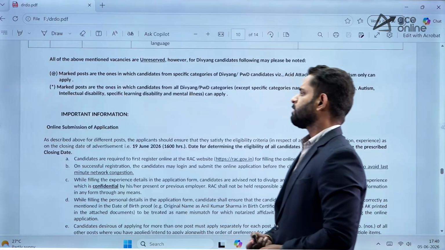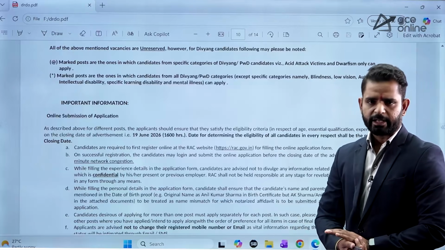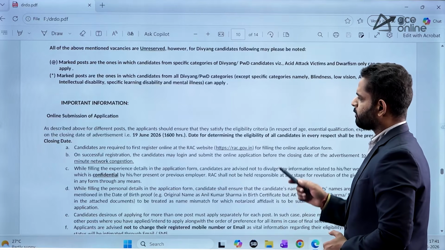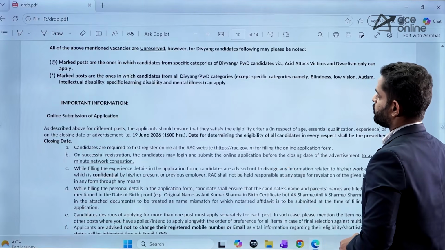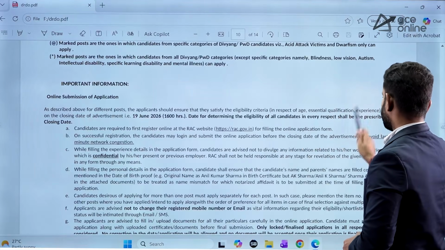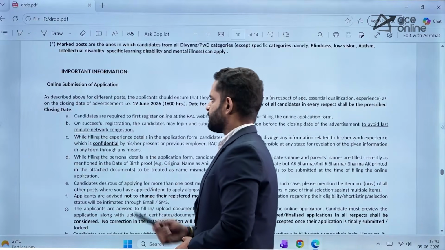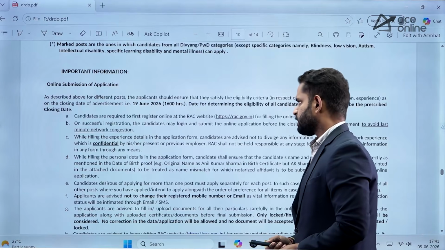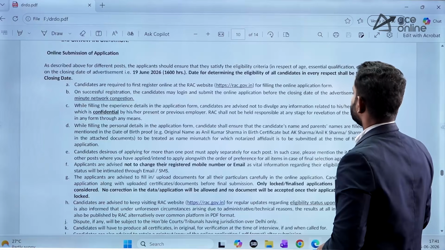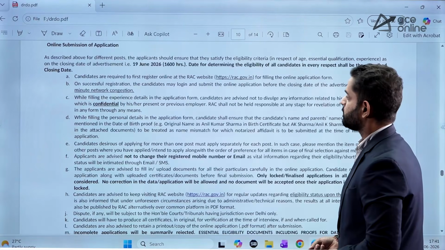For online submission of application, you should ensure first that you are eligible and interested, then you have to apply for these important vacancies. The applicant should ensure that they satisfy the eligibility criteria as per your age, educational qualification, and experience as per the last closing date of the advertisement, that is 19th of June 2026, 16 hours. The date for determining the eligibility of all candidates in every respect shall be the prescribed last date, that is the closing date of the application, 19th of June.